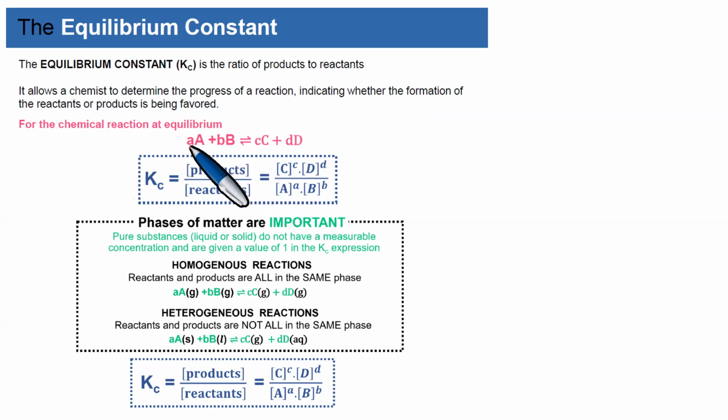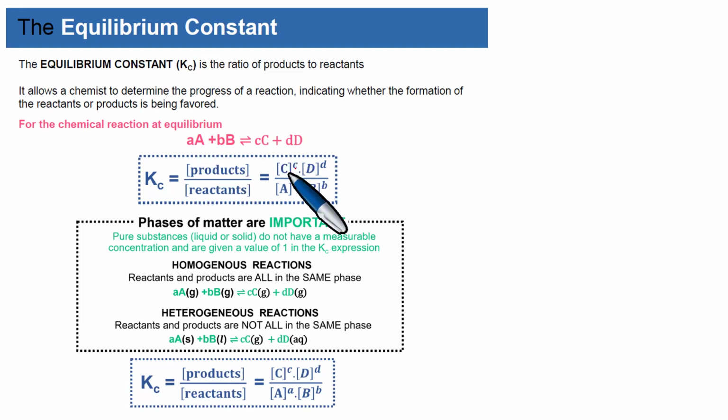Now there is lowercase a and capital A, plus lowercase b, capital B, in the forward and reverse. So the forward and reverse reactions are taking place. And we have lowercase c and uppercase C plus lowercase d and uppercase D. Now we have the ratio of the concentration of the products and the reactants.